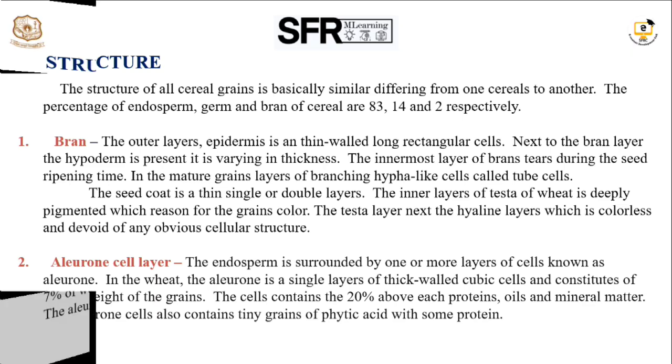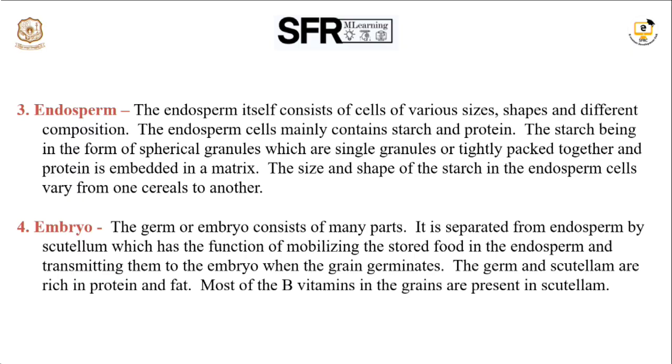The next one is the endosperm. The endosperm is also one of the layers. It has many cells which differ in size, shape, and composition. The endosperm contains two things: starch and protein. The starch is in the form of spherical granules, either single granules or tightly packed granules. After that, the protein is present in matrix form.